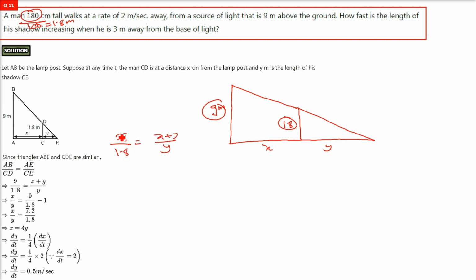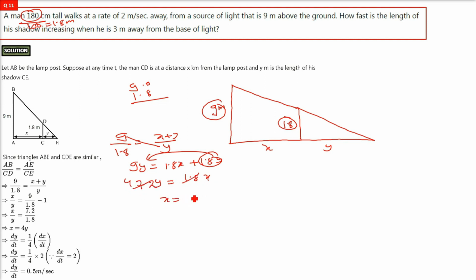So there is a relationship. Let's cross multiply and try to find the relationship between x and y. So this is going to be 9y equals 1.8x plus 1.8y. The 9y minus 1.8y is 7.2y. So it is going to be 7.2y equals 1.8x. Because 18 fours are 72. So x will be equal to 7.2 divided by 1.8, which is 4, so x is 4y.